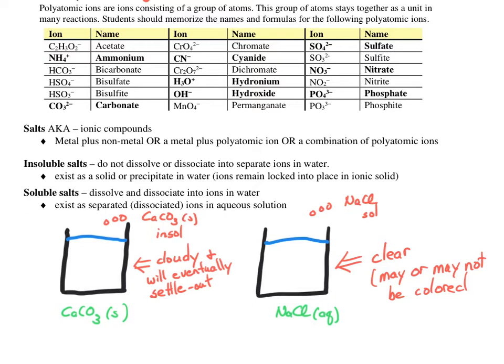In contrast, sodium chloride is soluble. When we put it in water, it's going to dissolve and then dissociate into ions. The appearance of the solution is clear. Sodium chloride would be colorless, but there are other salts that when you dissolve can impart color to the solution. The important result is that when a soluble salt is added to water, it dissolves and the result is a clear solution.